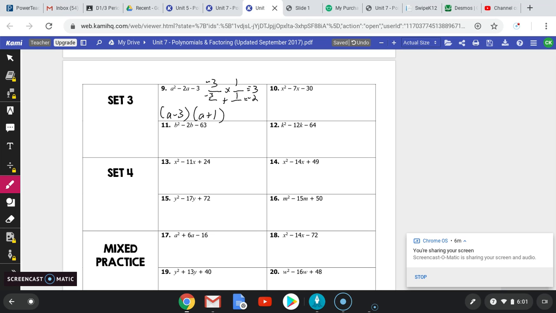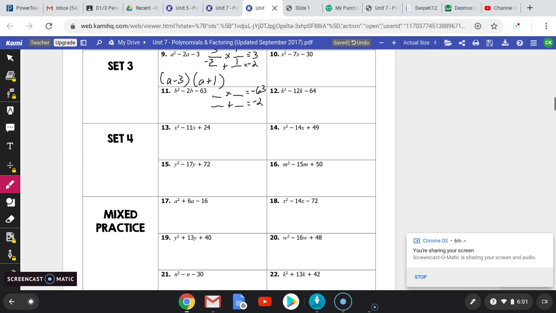Number 11, what two numbers multiply to give me negative 63, and those same two numbers add to give me negative 2? Let's see, it would be 9 and 7. Which one has to be negative? The 9 has to be negative, because negative 9 plus 7 is negative 2. So b minus 9, b plus 7.